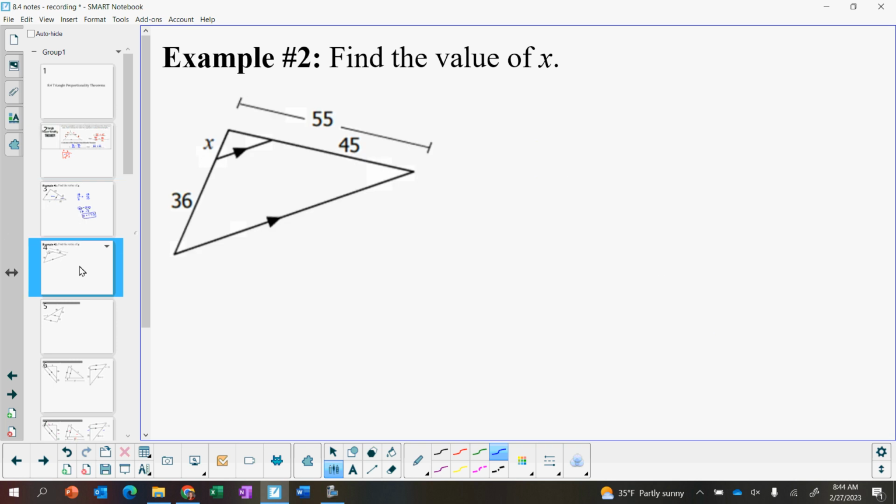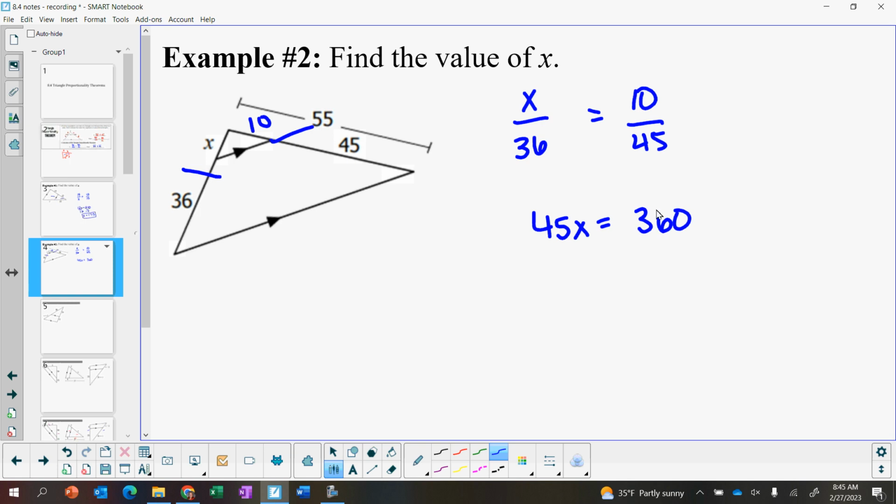All right, the next one. I always want the pieces. Here I have x and 36, two separate pieces. I can make a fraction that's x over 36. But on the other side, I need to know what this piece is. If the whole thing is 55, and we know this much is 45, I could put 10 here, because 55 minus 45 is 10. So my other fraction is 10 over 45. Cross multiply, we get 45x equals 360, and 360 divided by 45 is 8.